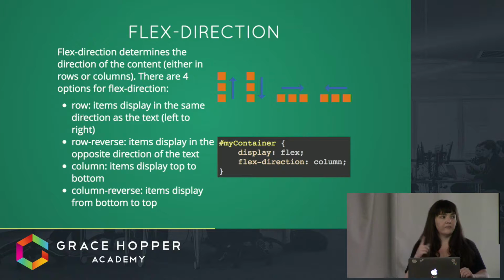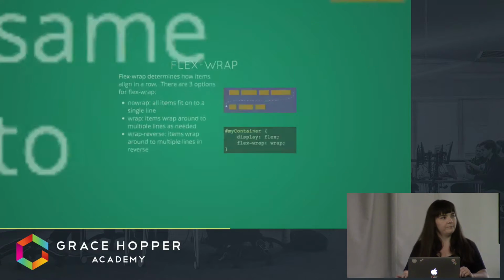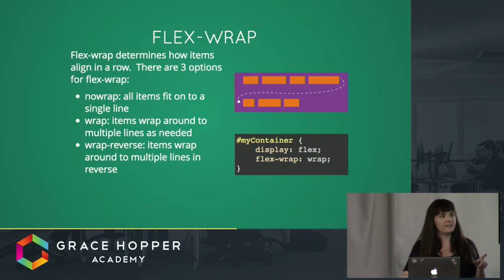And you can also reverse the order. There's an option called row reverse or column reverse, and it'll essentially reverse the way it appears in the DOM. All right, and I think this is the last container property.